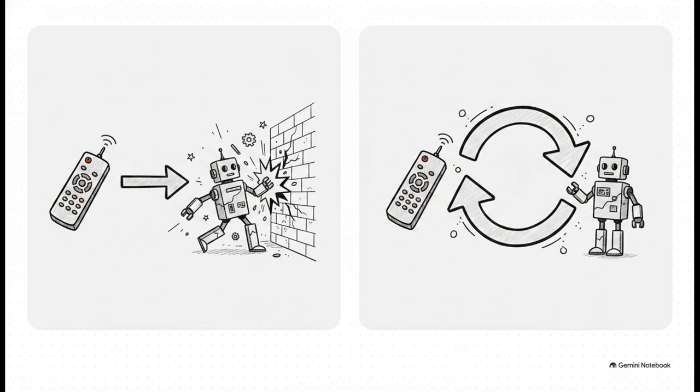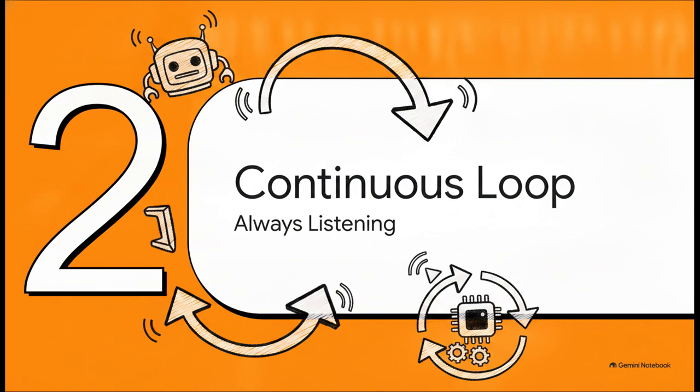A remote control program actually runs inside a continuous loop that is constantly checking for new inputs. It's not a one-and-done command. It's an ongoing, rapid-fire conversation between your controller and the robot's computer. Moving right along, Section 2, the continuous listening loop.